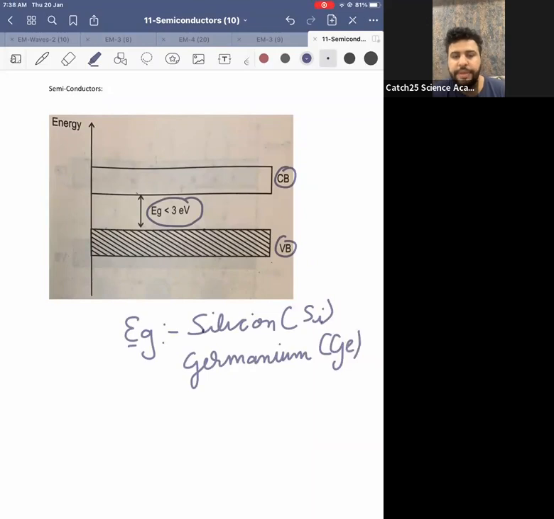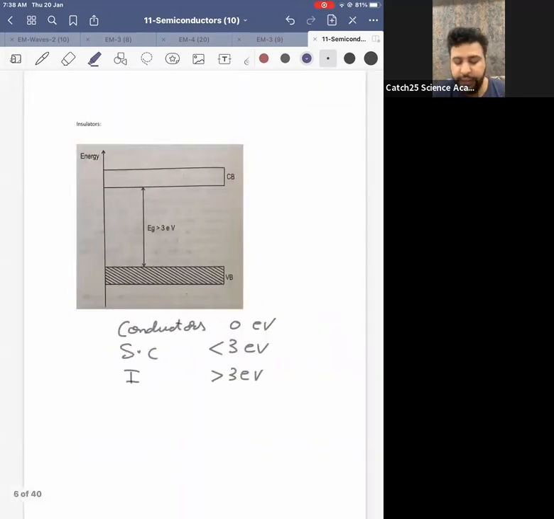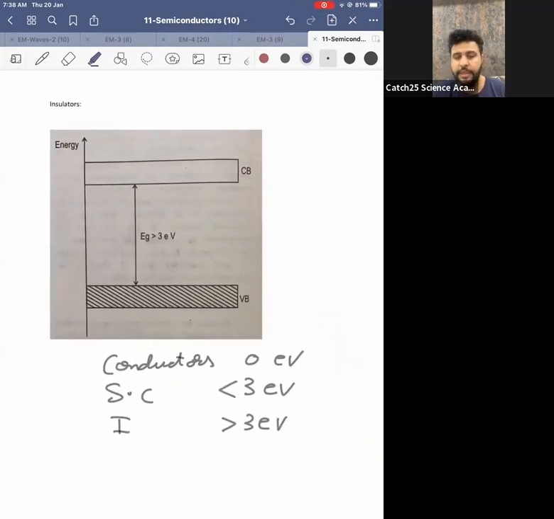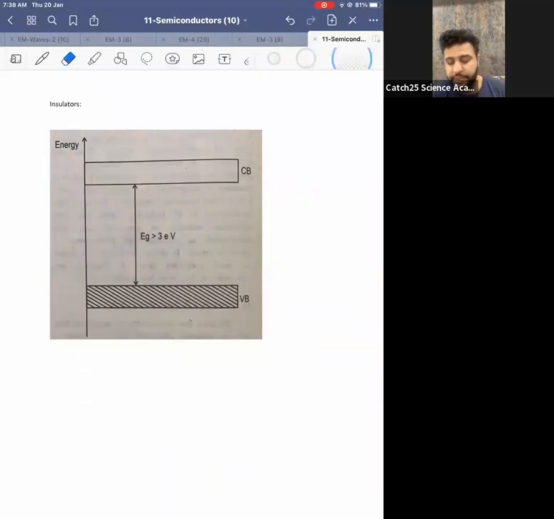Example, silicon and germanium. Silicon is Si and germanium is Ge. Next side heading, insulators, and draw this diagram.